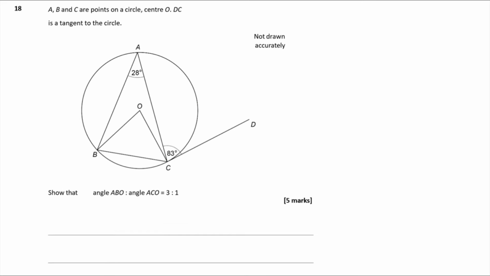Question 18. A, B and C are points on a circle, centre O. DC is a tangent to the circle. Show that angle ABO to angle ACO is in the ratio of 3 to 1. Okay, well, all sorts of things going on here. We need to find angle ABO at some point, which is the angle between these two, so it's going to be that angle there. We want that angle, and we want angle ACO.